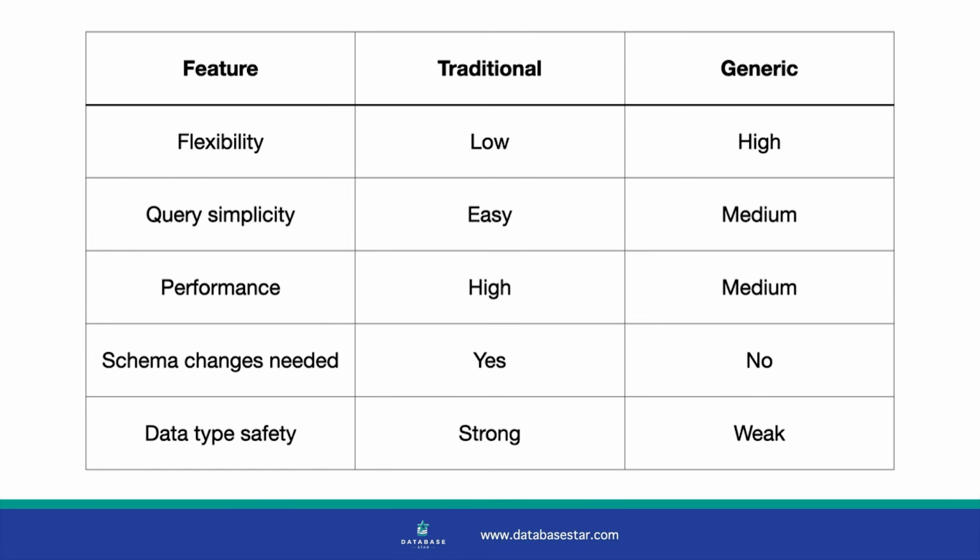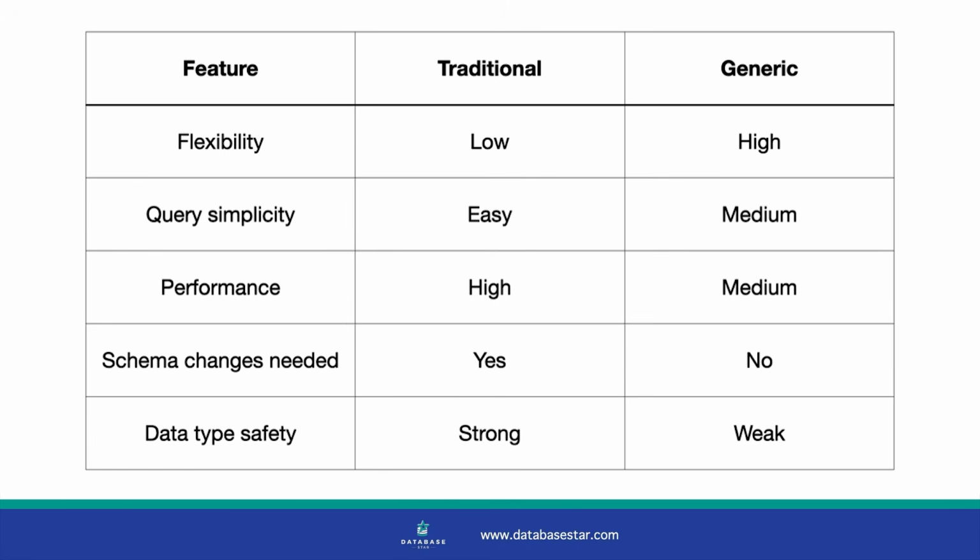So which of these approaches should you use? Let's compare them. The traditional approach with normalized tables has lower flexibility, simpler queries, higher performance, data type safety, but needs schema changes for new attributes. The generic or EAV method has higher flexibility, slightly more complex queries, lower performance, weaker data type safety, but no schema changes are required. So which one should you use?